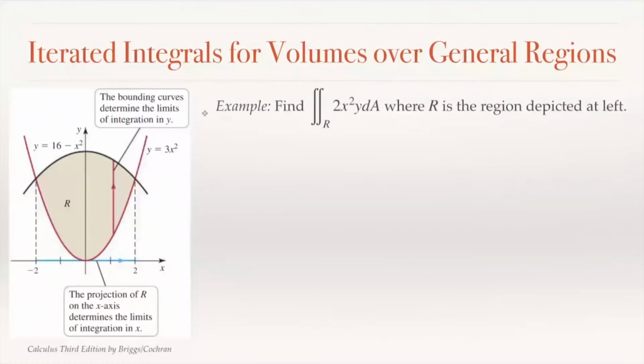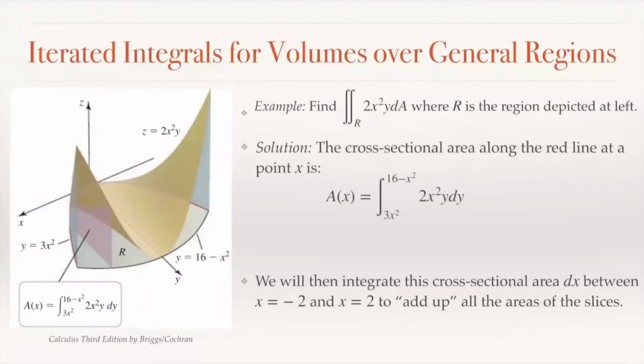So for example, let's find the double integral over R of 2x squared y dA, where R is this region. And to be clear, we're not finding this area. We're finding the volume above this area of the function 2x squared y. So the actual picture would look more like this, where here's that region R on the xy plane, and this is z equals 2x squared y above it, and we are finding the volume bound between that surface and the xy plane above this region R.